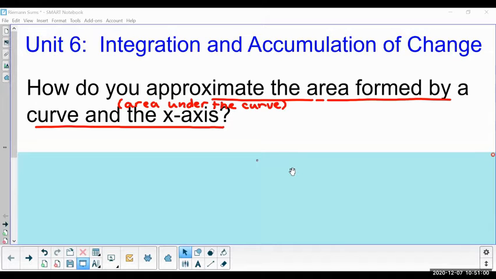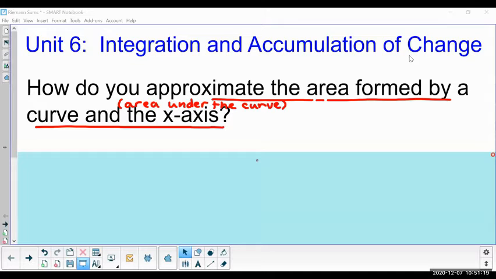So welcome to Unit 6, the second half of calculus, the beginning. First half of calculus was the derivative. We spent a long time with that. We're going to spend a long time with this idea. We start off with something called integration. We will learn lots about that.